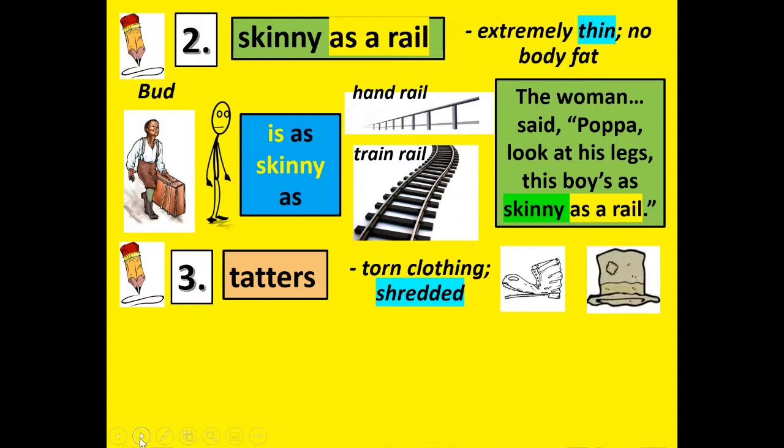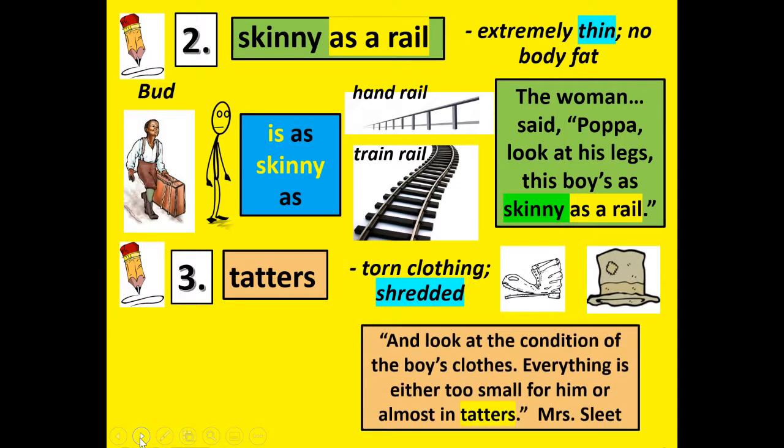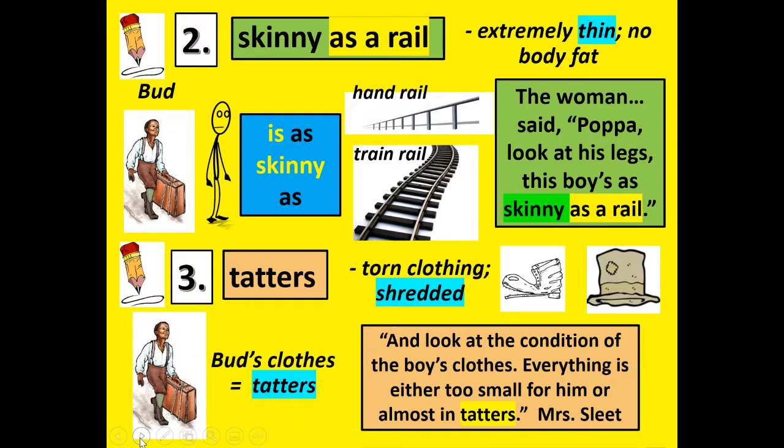So here's our pictures, and here's our quote. And this is the woman, or Mrs. Sleet, who was the daughter of Lefty Lewis. "And look at the condition of the boy's clothes. Everything is either too small for him or almost in tatters." The boy meaning Bud. So he wears torn clothing. His clothing looks torn or shredded. So Bud's clothes were in tatters.